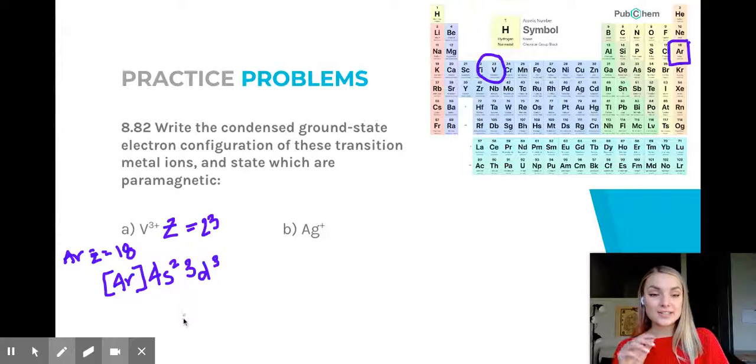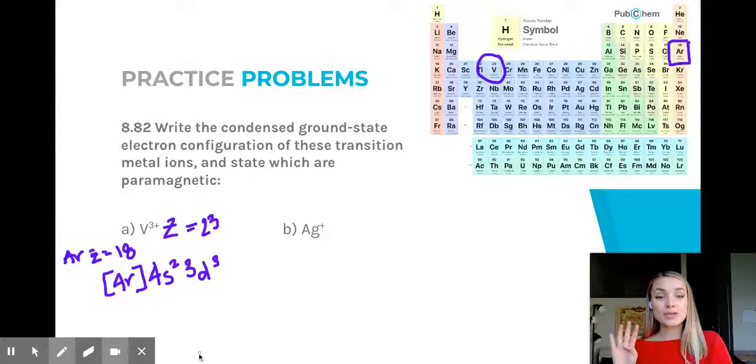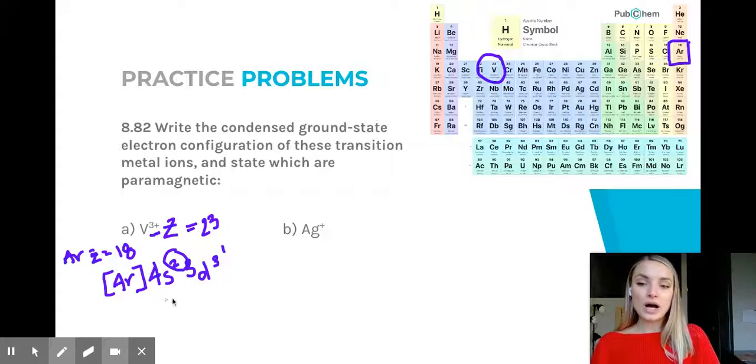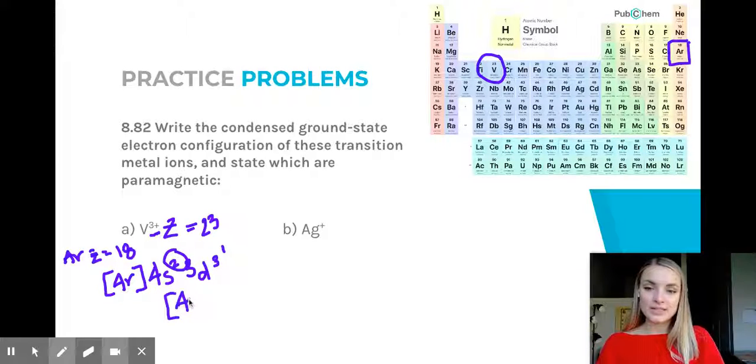However, as it is a transition metal, when we ionize, we remember that we need to take electrons first from the ns orbital. So in this case, from the 4s orbital, before we take them from the n-1 d orbital, or in this case, the 3d orbital. So because we're taking away 3 electrons, we're going to take away 2 from here and 1 from here. So our condensed electron configuration will look like this.